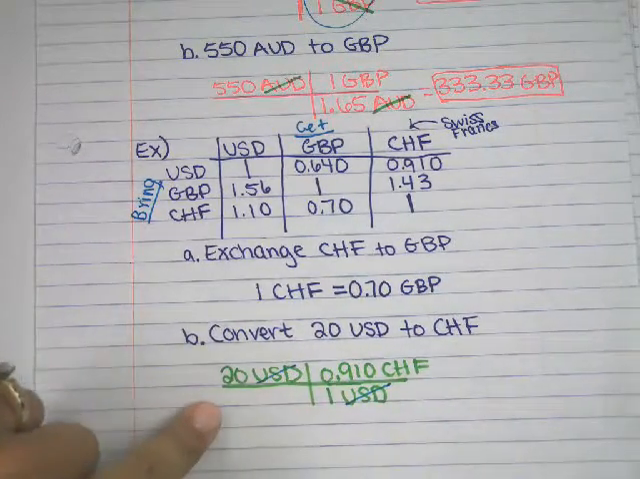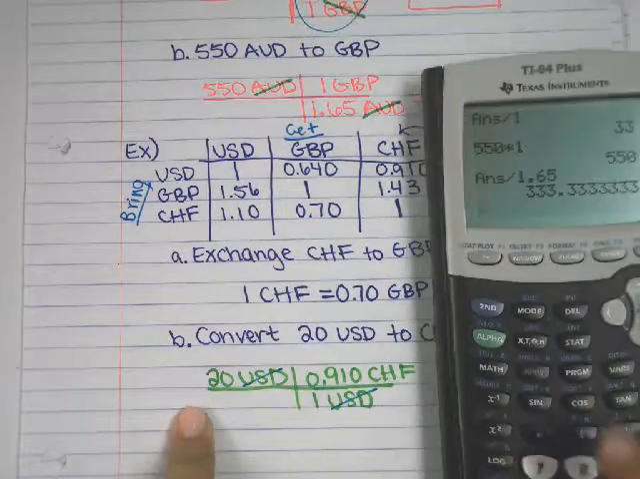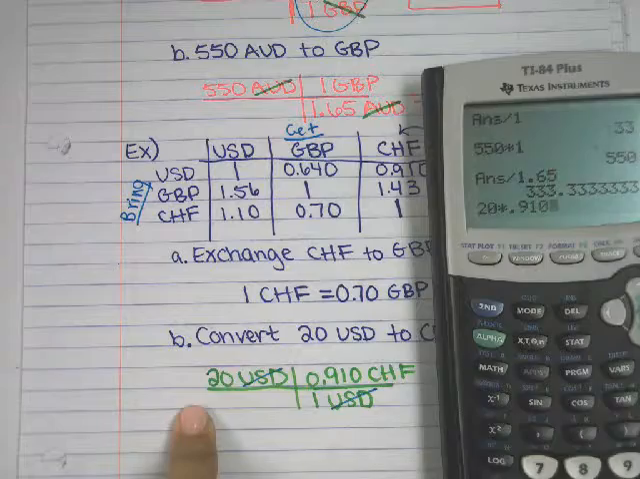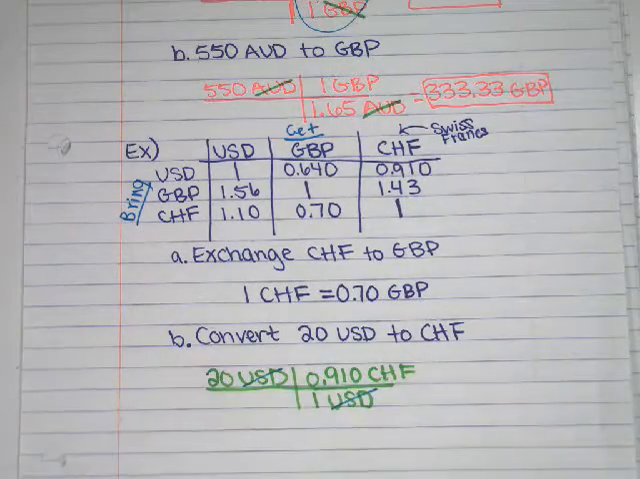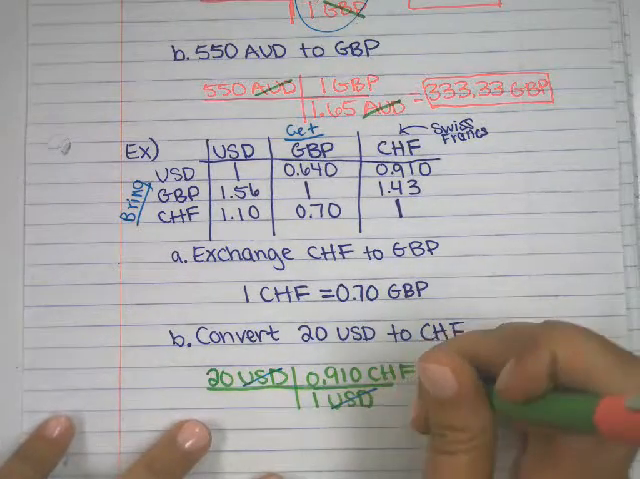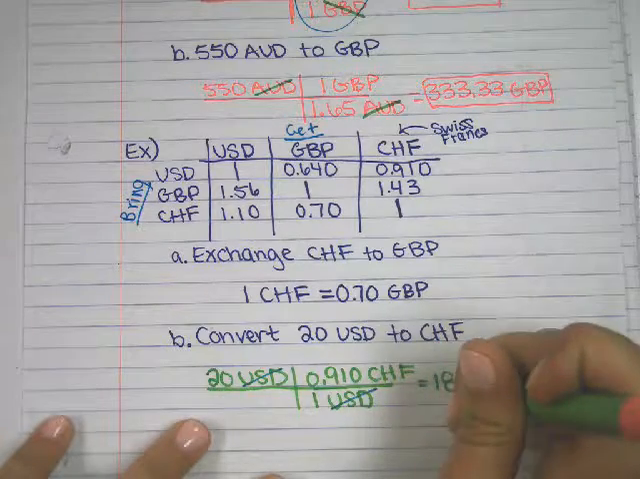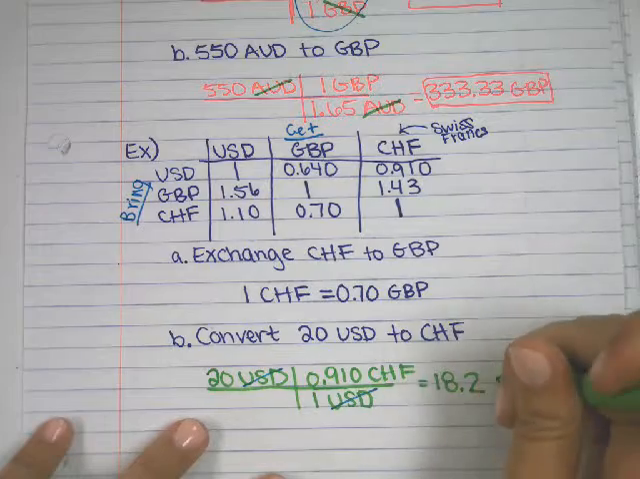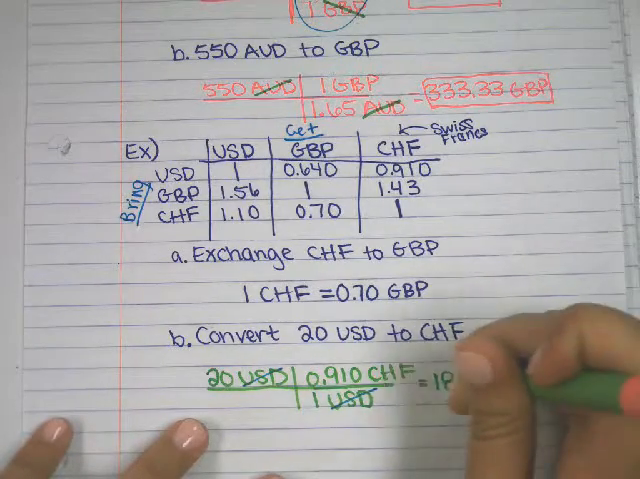We do this, remember, so that these cancel. And then since they're both on top, we multiply across. So I'm going to do 20 times 0.910, 18.2. So the unit left is the CHF.